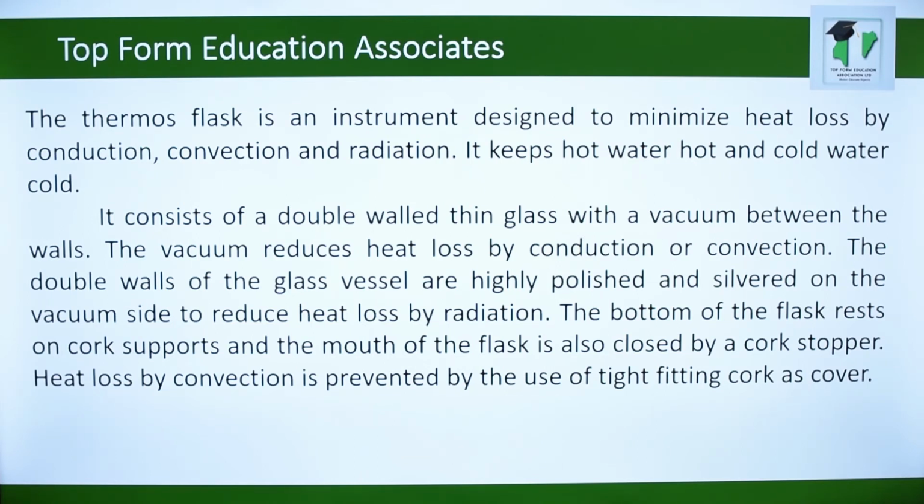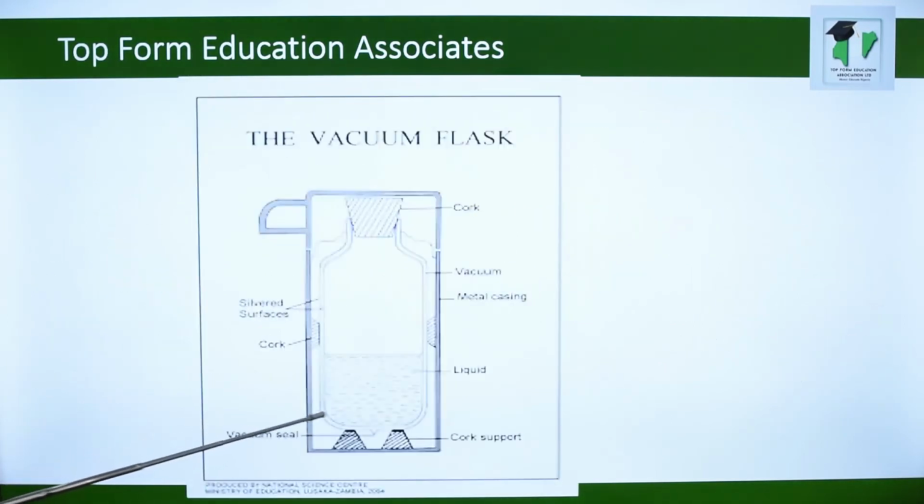Another one is that the double wall of the glass vessel is highly polished and silvered, and so it reduces heat loss by what? Radiation. Then we have it also that the bottom of the flask rests on cork supports. You can see it here. It is resting on the cork supports.